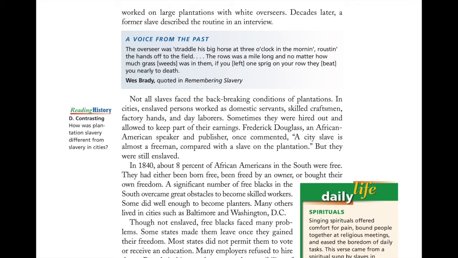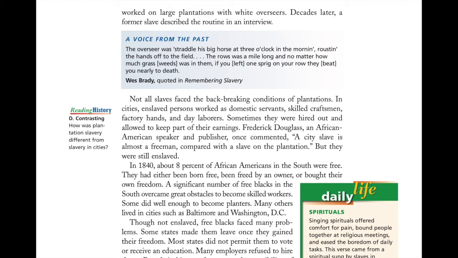Wes Brady quoted in Remembering Slavery. Not all slaves faced back-breaking conditions of plantations. In cities, enslaved persons worked as domestic servants, skilled craftsmen, factory hands, and day laborers. Sometimes they were hired out and allowed to keep part of their earnings. Frederick Douglass, an African-American speaker and publisher, once commented, "A city slave is almost a free man, compared with a slave on the plantation." But they were still enslaved.